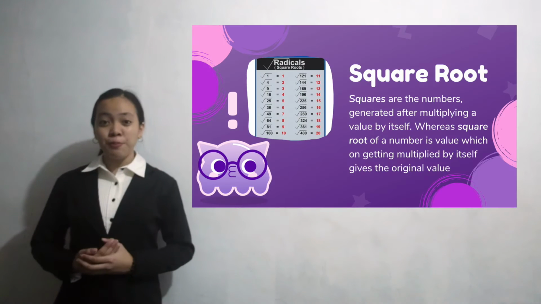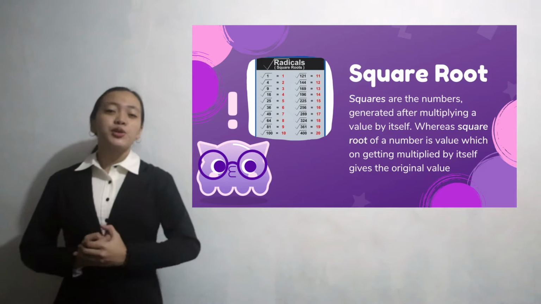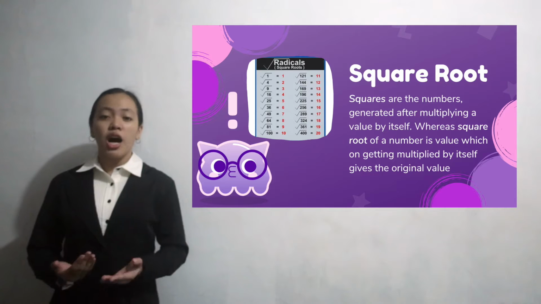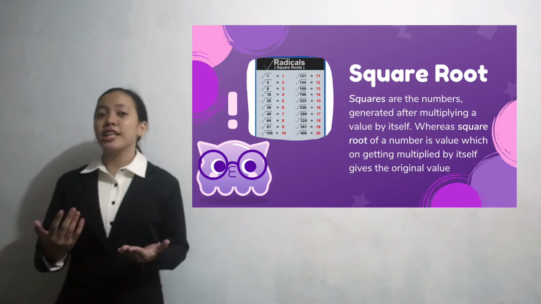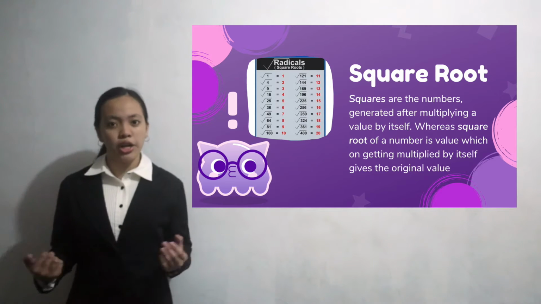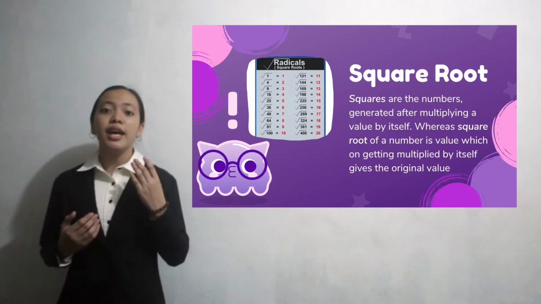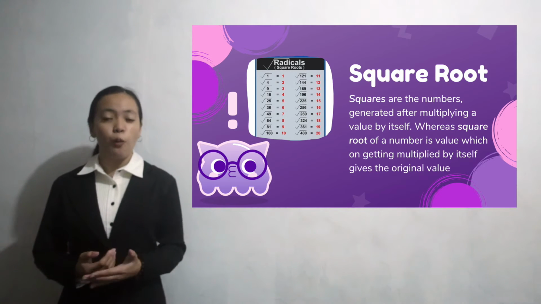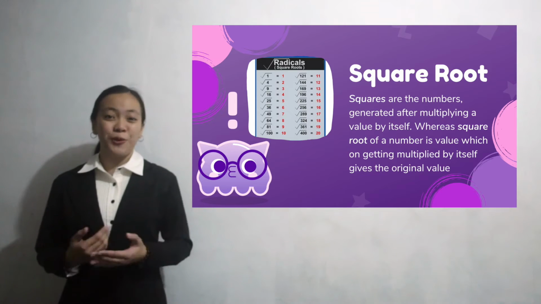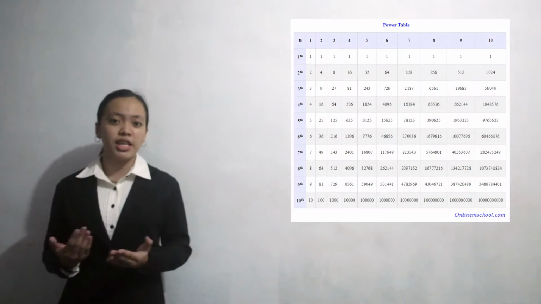Well, squares are the numbers generated after multiplying a value by itself, whereas the square root of a number is the value which, when multiplied by itself, gives the original value. For example, what is the square root of 100? The square root of 100 is 10. Why 10? Because when you multiply 10 by itself, the result is 100. And that is what a square root is. Before we jump into our main topic, I have a suggestion for you. It is better to be familiar with the exponent table so you won't have any difficulties in our topic.